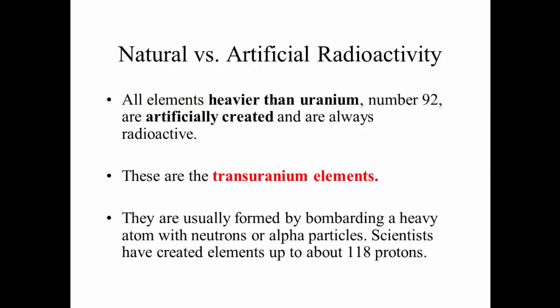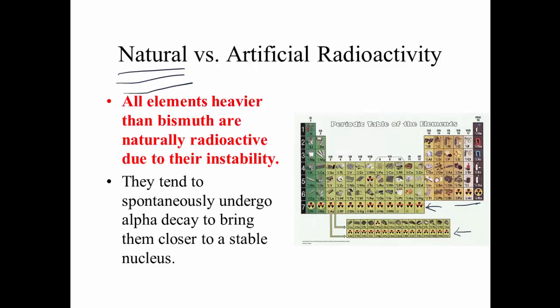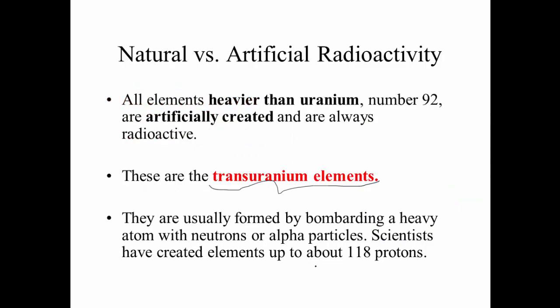And also, all elements heavier than uranium, number 92, are artificially created and are always radioactive. These are called the trans-uranium elements. That means beyond uranium. So again, uranium is down there, number 92, I believe. Everything beyond that is artificially created, like all of these and all of these, through things like alpha bombardment or neutron bombardment, and they're always radioactive. Again, they're formed by bombarding a heavy atom, so already uranium, with neutrons or alpha particles. Scientists have created elements up to about 118 protons.